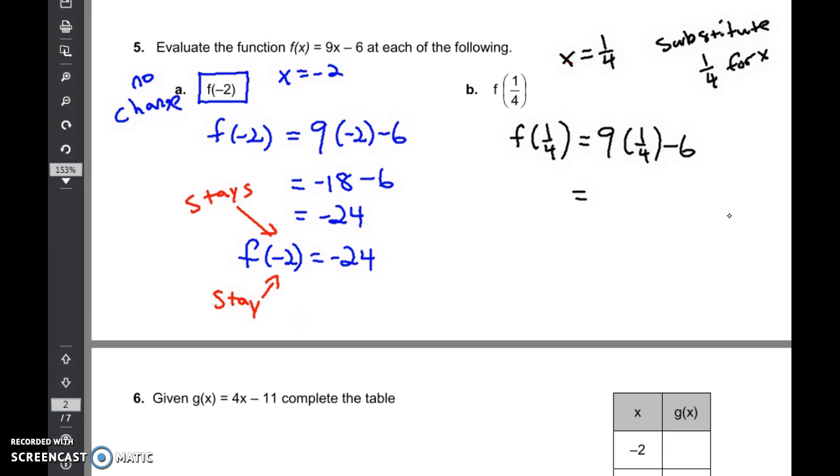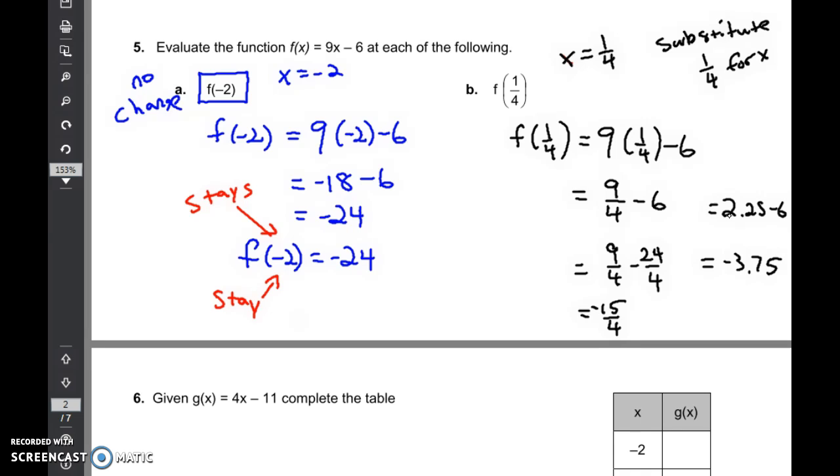Please use your calculator. 9 times 1/4, you can write it as 9/4, or you can write it as 2.25. If you do your calculator, 9/4 minus 6. 6 is 24/4. And you end up with negative 15/4. If you do it as the decimal, you get negative 3.75. Decimals are fine for me as long as you can express it correctly.